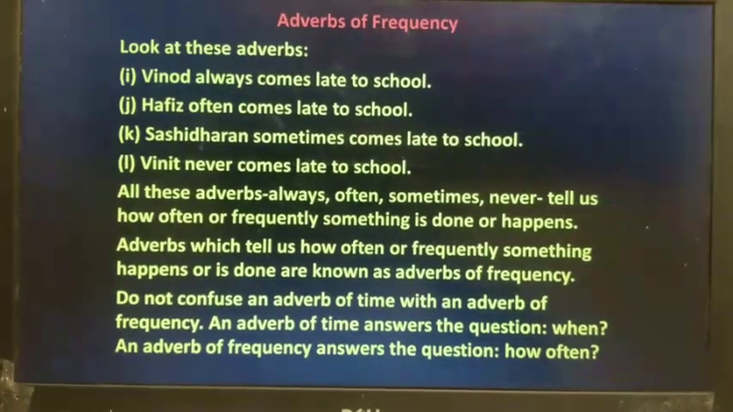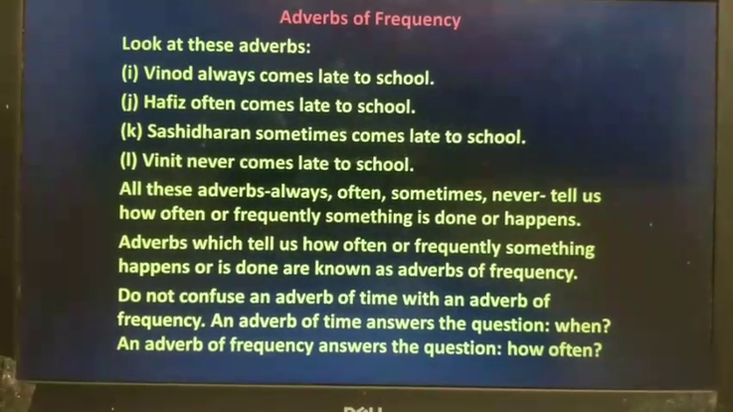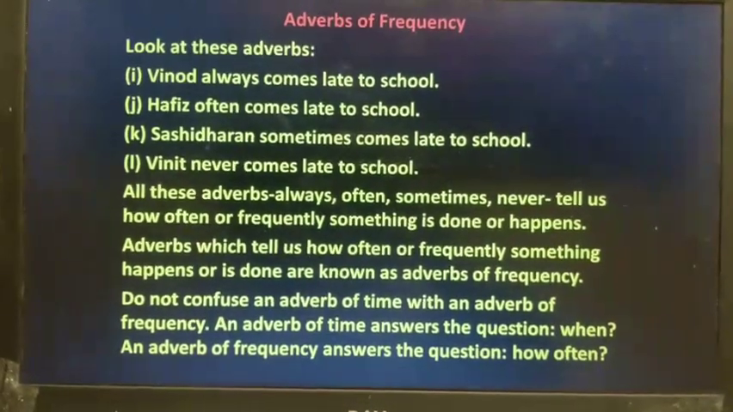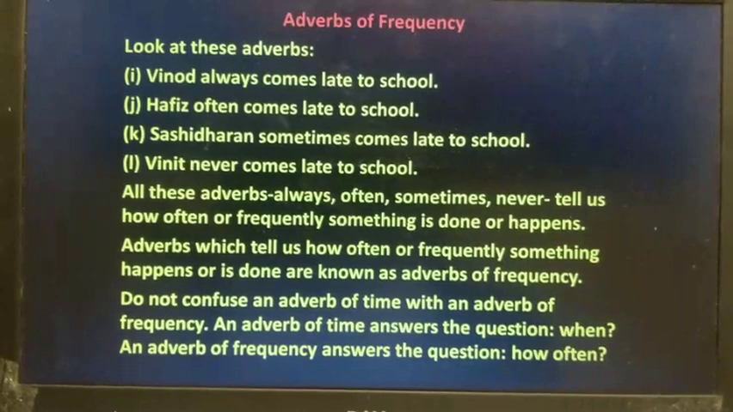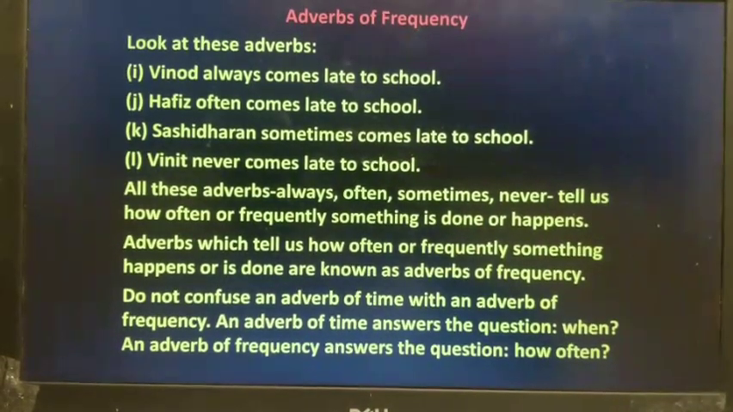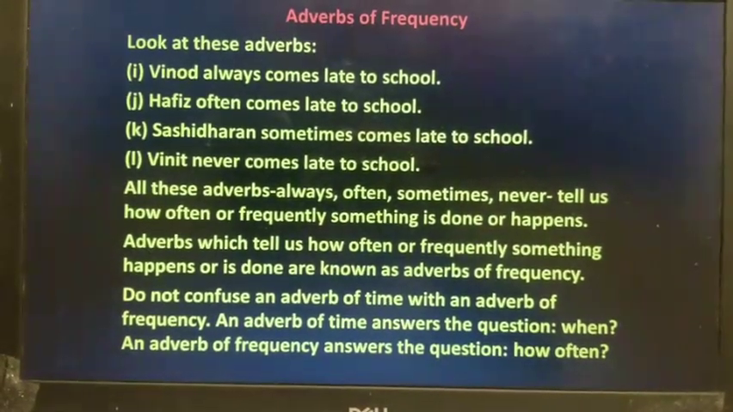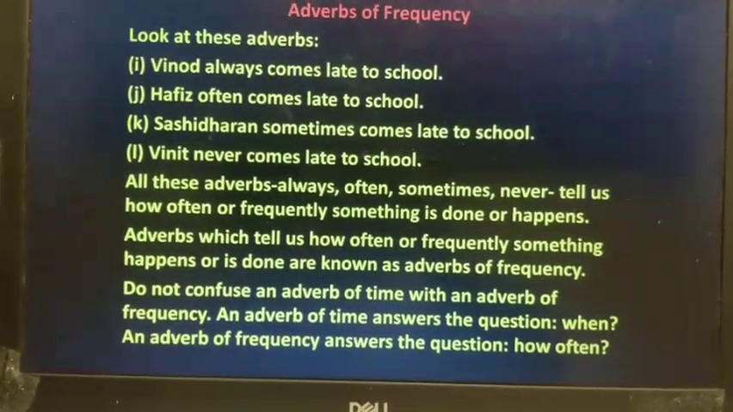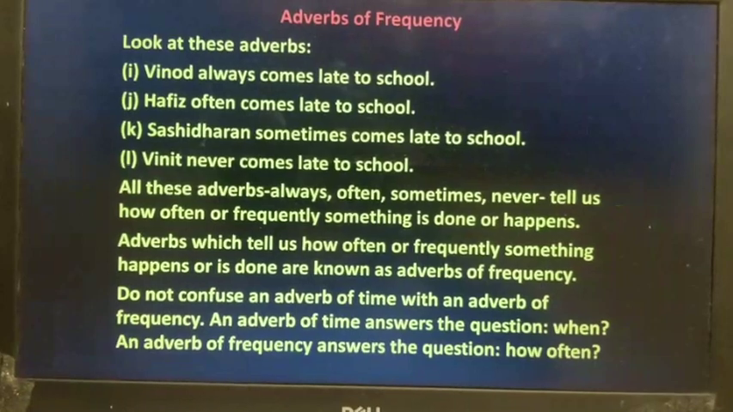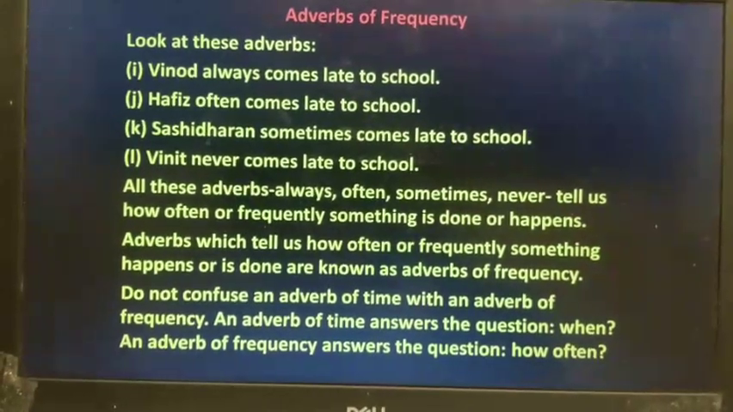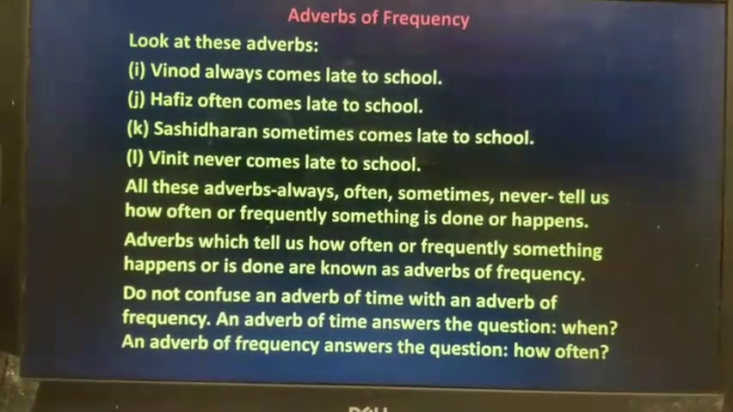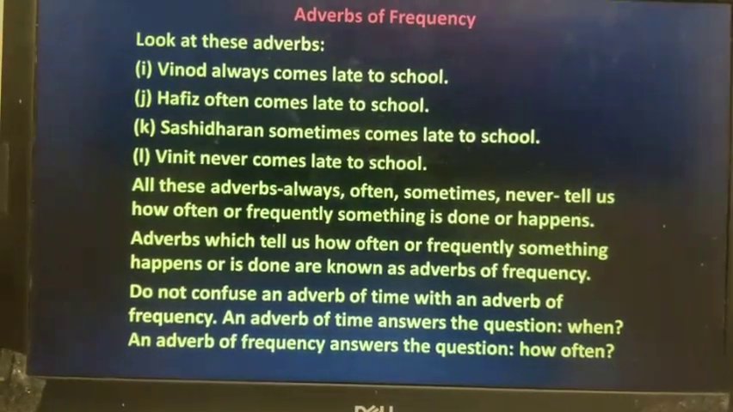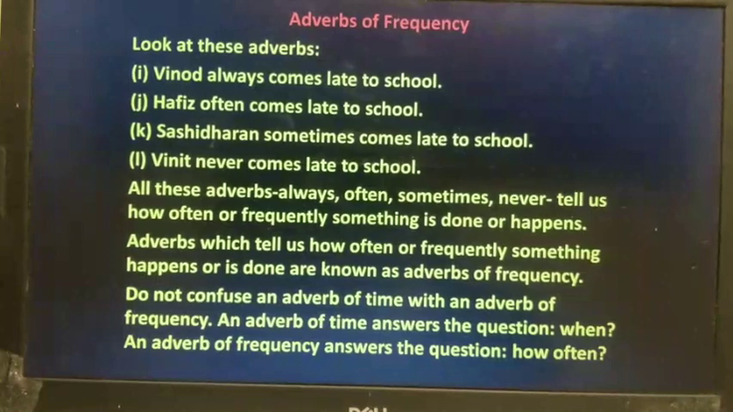The next one is adverb of frequency. Very easy. You all know the meaning of frequency, right? Frequency means how often. Look at these adverbs. Vinod always comes late to school. How often? Always comes late. So always is the adverb of frequency. Hafiz often comes late to school. How often? Often comes late to school. So often is the adverb of frequency.